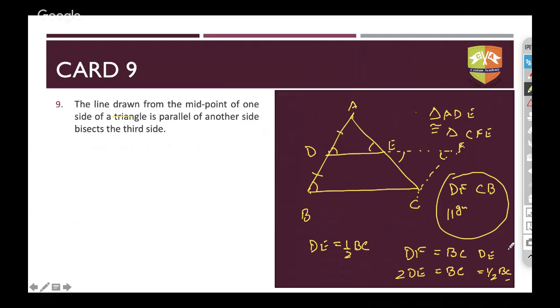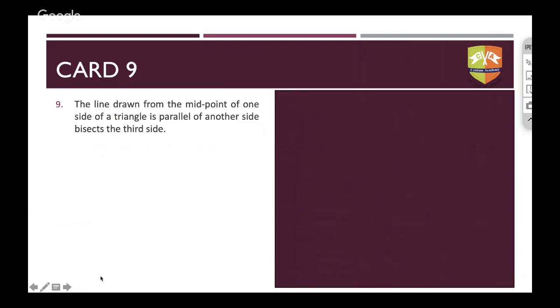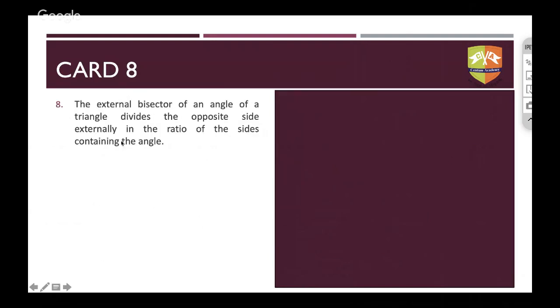Right? So this is the next theorem. Next, let's go to the midpoint theorem. This is also called the midpoint theorem. Okay. Now, oh, sorry, we missed this card.